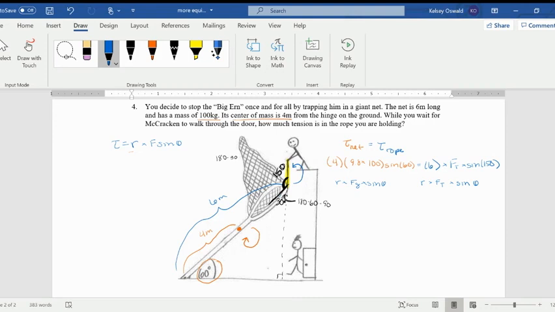From here, again, it just becomes an algebra problem. Multiply everything on your left-hand side, and then divide by your 6 and divide by your sine of 150. And when we do that, we should find that the force of tension in that rope is 31.61 newtons.